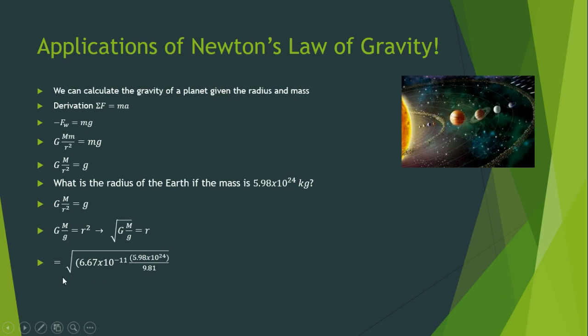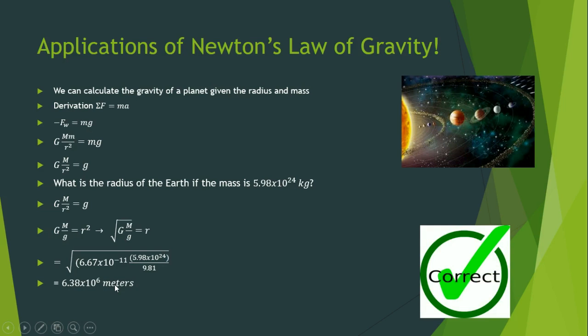And then we just take a huge square root of whatever this all equals, and you should get an answer of 6.38 times 10 to the 6 meters. And this is the real radius of the Earth. So the good thing is this problem's correct, and this formula works. I did it myself, so I know that it actually does work out. But you just have to round to 6.38.